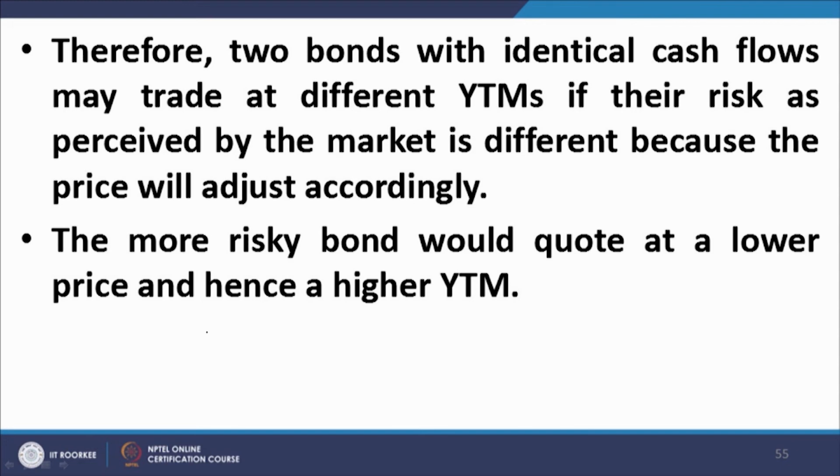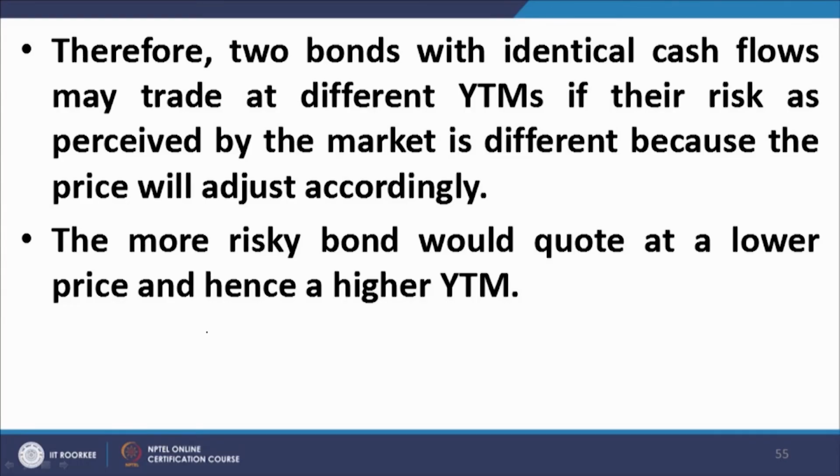So, if you have two identical bonds with absolutely identical cash flows in terms of timing and magnitude, you may still find that those bonds are being traded at different prices, because the prices will encapsulate riskiness. Because they are being traded at different prices, although they are identical in terms of the timing and magnitude of cash flows, they will return different YTMs. In other words, the inference is that two cash flows which are identical but have different riskiness in the realizability of those cash flows will yield different YTMs. The more risky bond would quote at a lower price and hence a higher YTM.